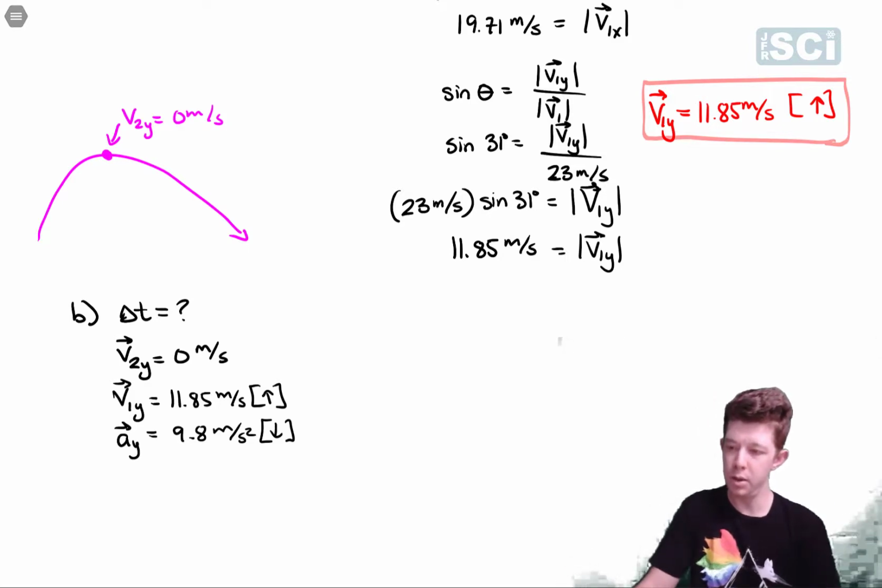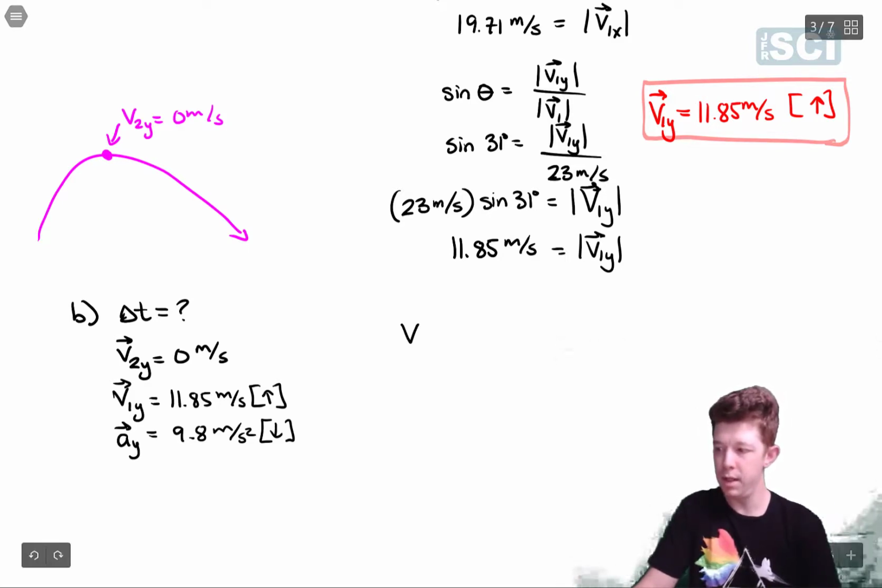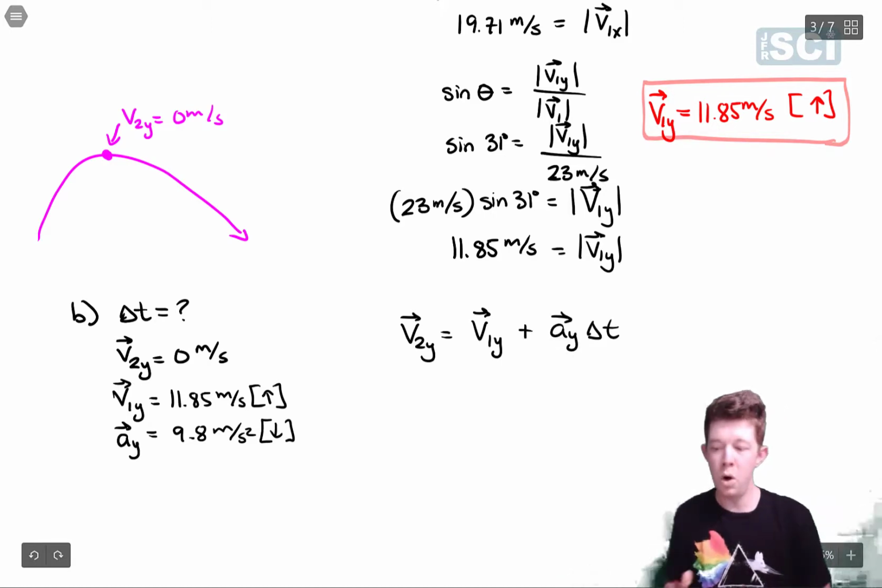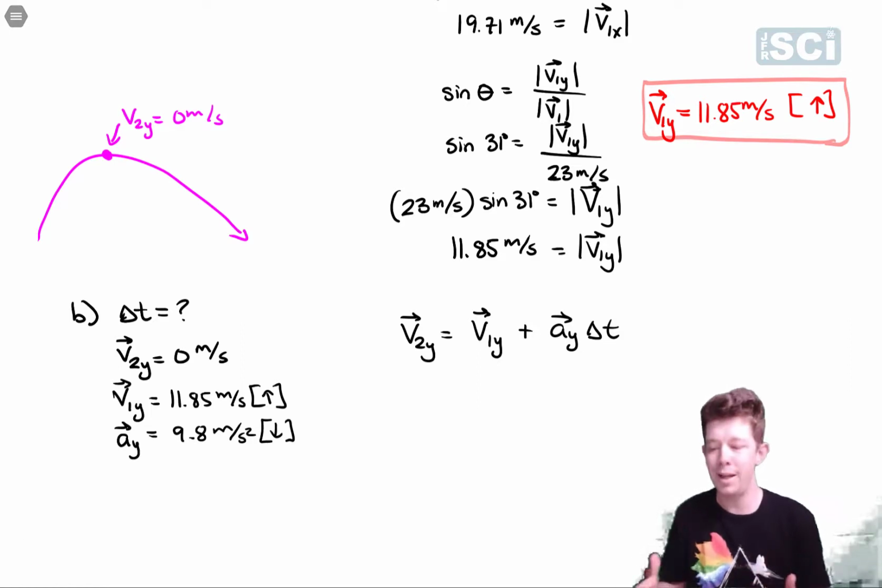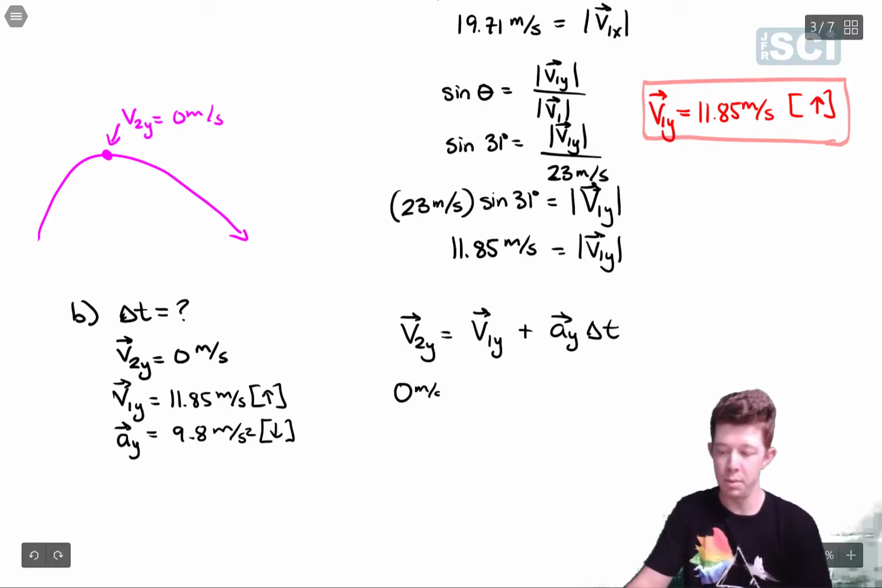So I'm going to use here my v2y is equal to v1y plus ay delta t. Because I don't know its displacement, I don't know anything about how far up and down it goes, so I'm going to avoid any equations that use that. So this equation that we've written down right now allows us to find how long it's in the air, delta t. My final velocity, we said, was 0 meters a second. My initial velocity, 11.85 meters per second, and that's upwards.